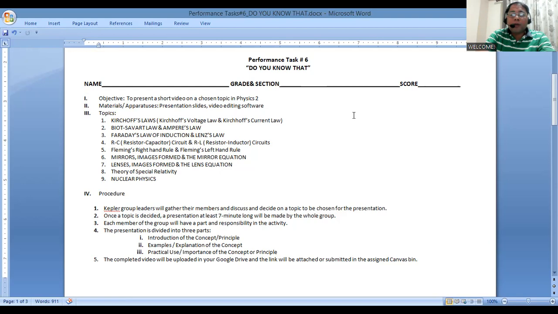And again, don't forget about the set deadline, 12 days after Friday, May 6th. So that will be on the 18th of May. So God bless everyone on your work.